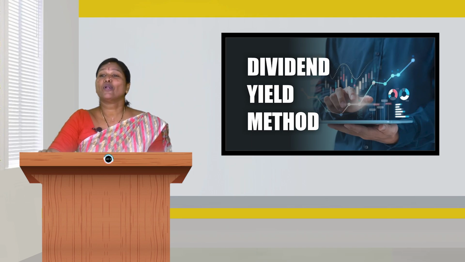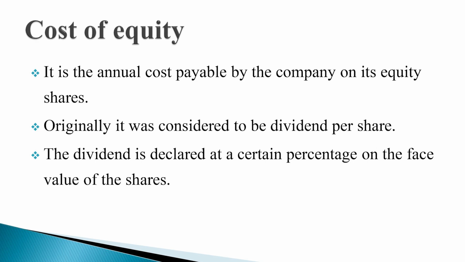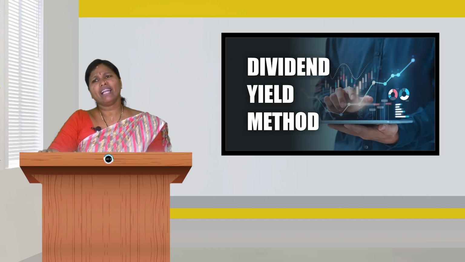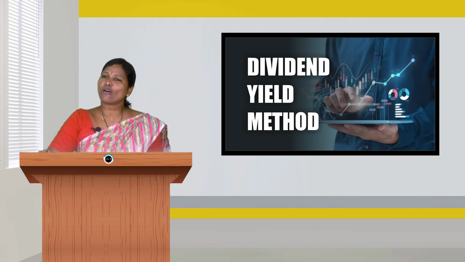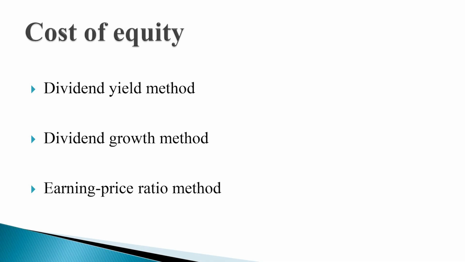First, I'll take the cost of equity. What do you mean by cost of equity? It is the annual cost payable by the company on its equity shares. Originally, it was considered to be dividend per share. The dividend is declared at a certain percentage on the face value of the shares. There are three different models of computation of cost of equity. They are dividend yield method, dividend growth method, and earning price ratio method.